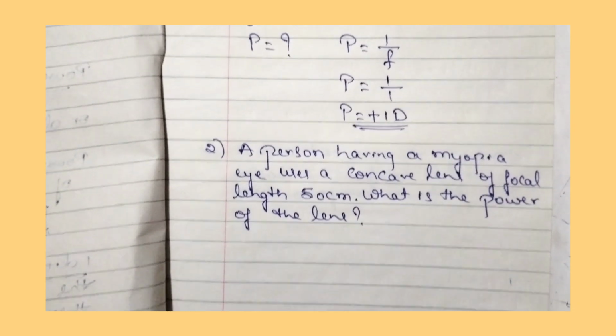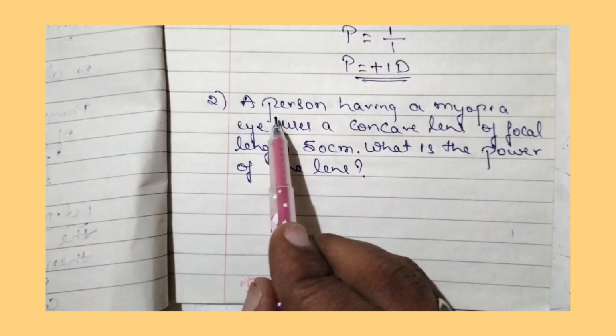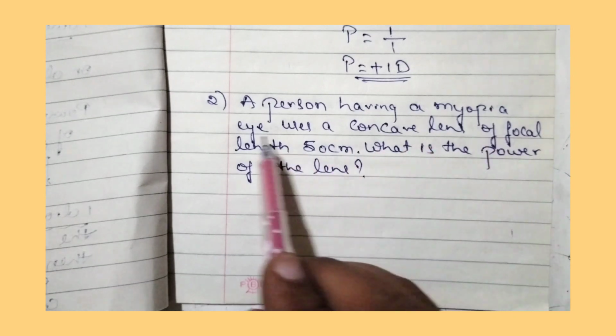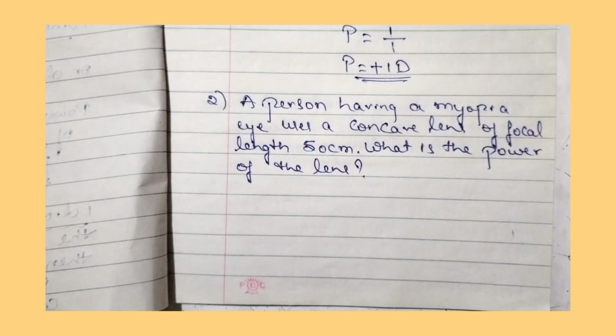So now let us move to the next question. A person having myopia eyes. This myopia is a type of eye disease. Let us say eye defect. We will not call it disease, we will call it eye defect. We will study this next in the chapter Human Eye and the Colourful World.